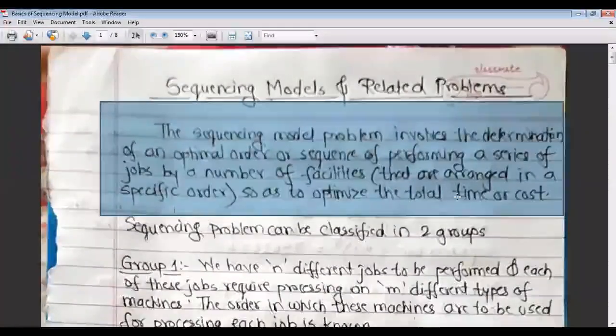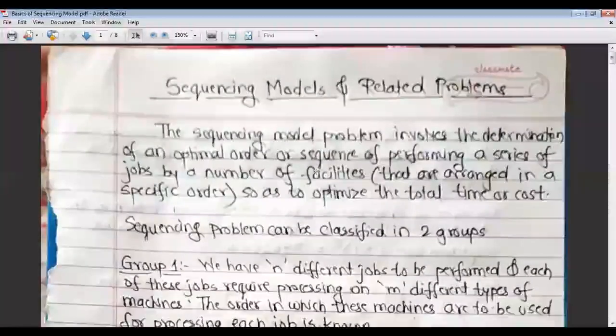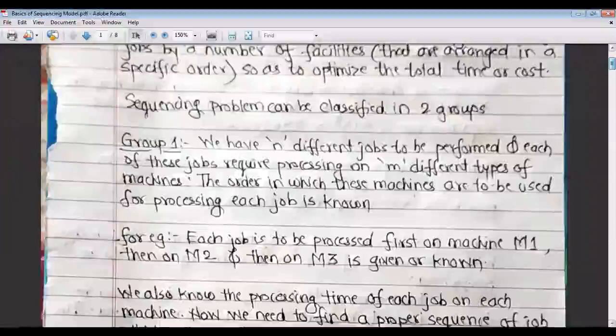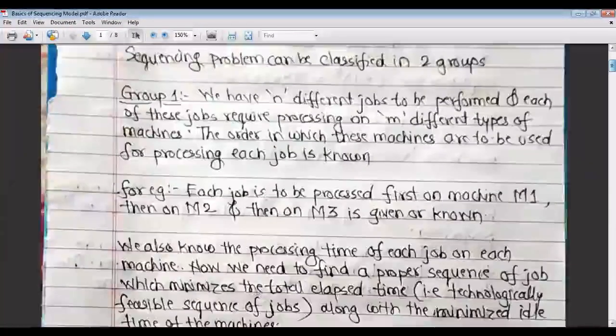With this type of definition, you will be able to analyze that such sequencing model problems are minimization type problems, right? So here we are going to minimize the total elapsed time, and indirectly we are also going to minimize the cost. Sequencing problems can be classified in two groups.